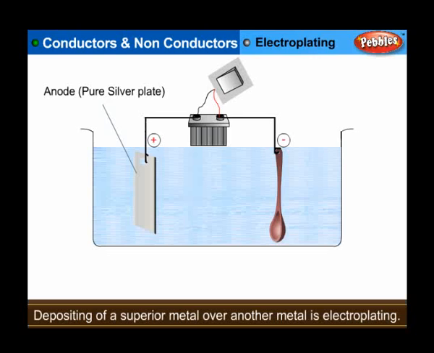Usually, copper sulfate is used as electrolyte for copper plating, nickel ammonium sulfate for nickel plating, and double cyanides of potassium and silver or gold for silver or gold plating. The plated metal forms a smooth, uniform, and strong layer on the article. This layer protects the article from corrosion and wear and tear.